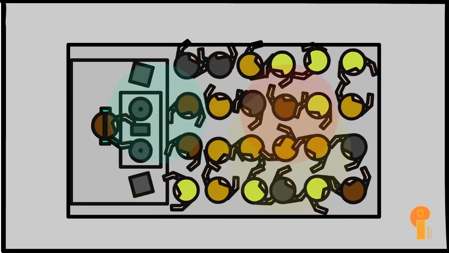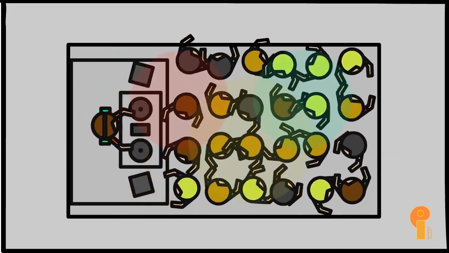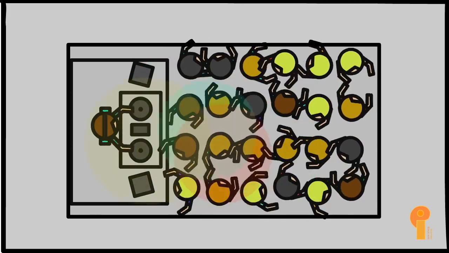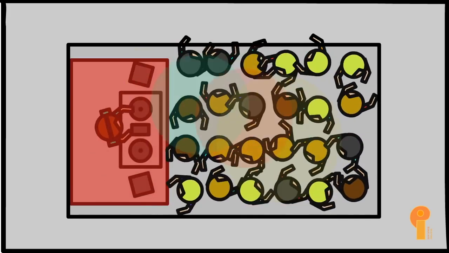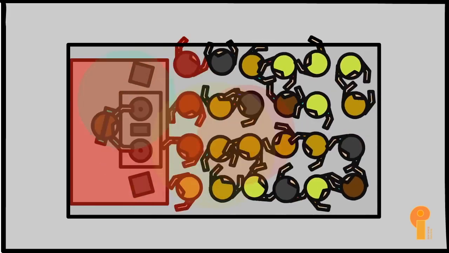Let's say that all these dancing people are molecules of one object. The DJ is another object, and he's the heat source. As the DJ changes the song from a slow, or a cold song, into a fast, or hot song, the people closest to the DJ will begin to dance faster and become hotter.